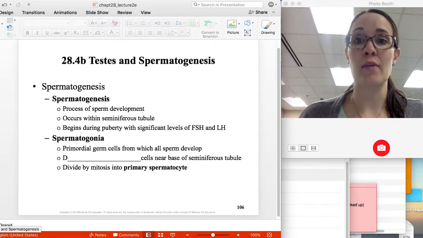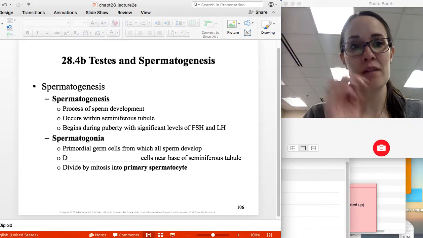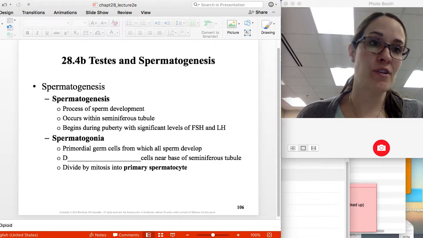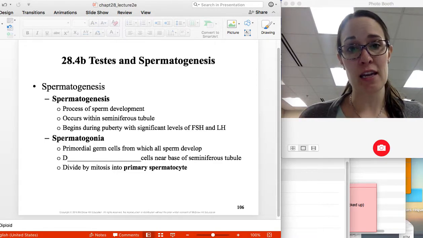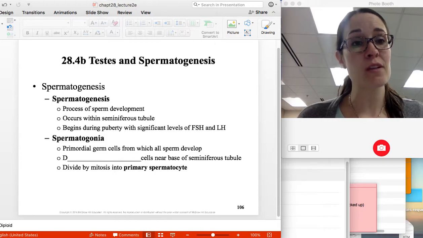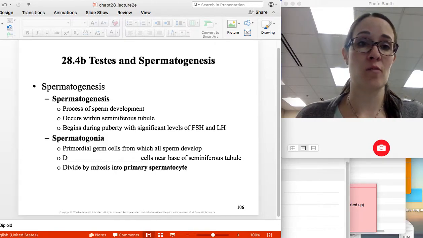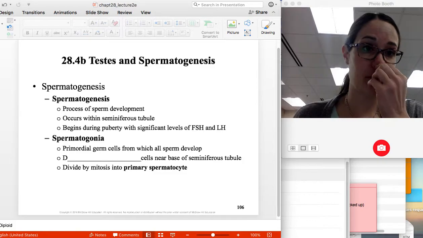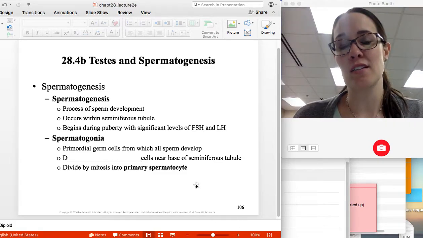So the production of sperm is a specialized form of meiosis called spermatogenesis. And it occurs, like we said, in the seminiferous tubule, and it begins at puberty. When a male reaches puberty, they'll have significant increases of the follicle-stimulating hormone and the luteinizing hormone. So we're going to have production of the cells and then production of the testosterone.